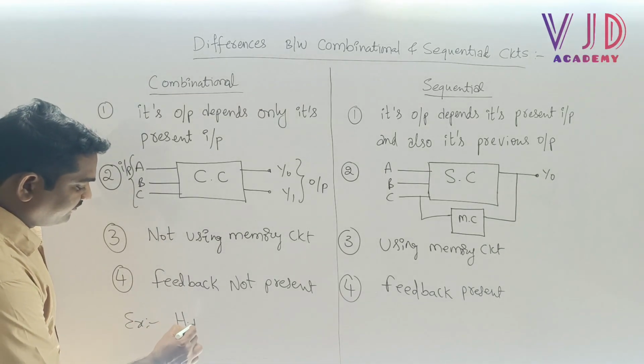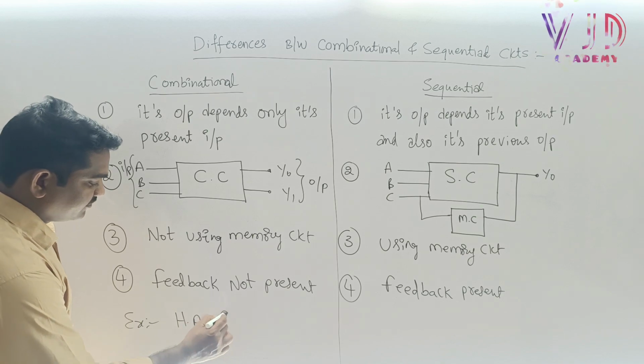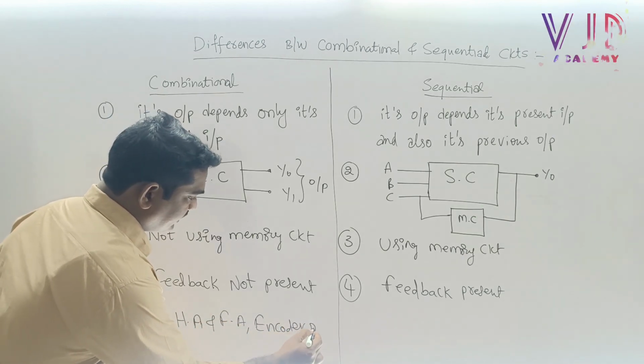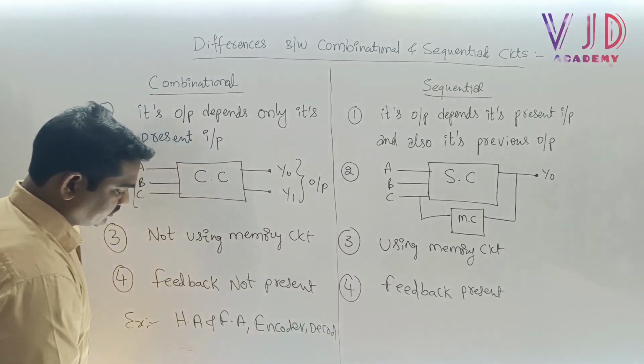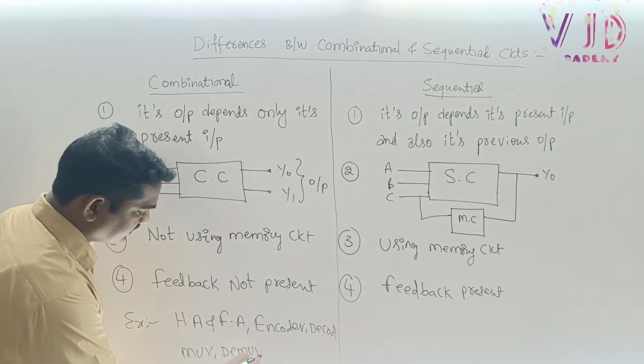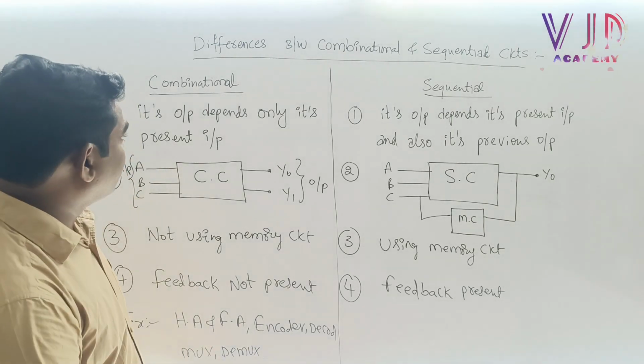Now the basic examples. What are the examples of combinational circuits? We can say half adder, full adder, encoder, decoder, multiplexer, and demux. These are the examples of combinational circuits.